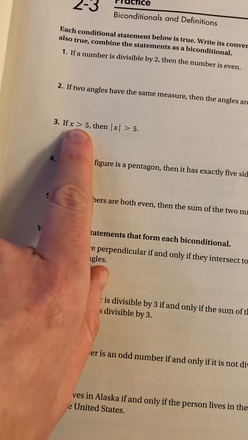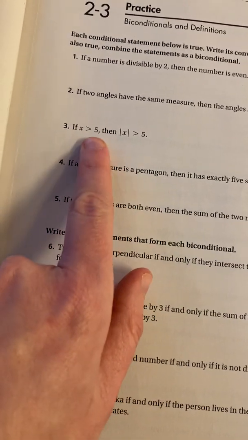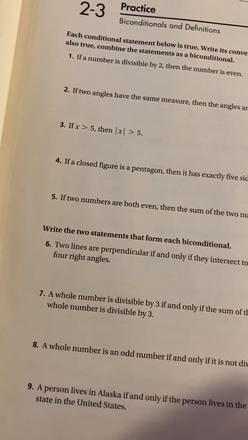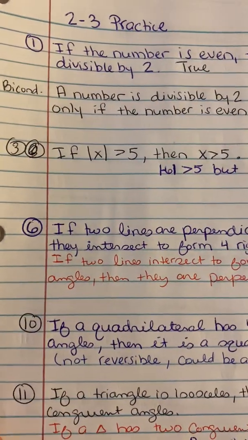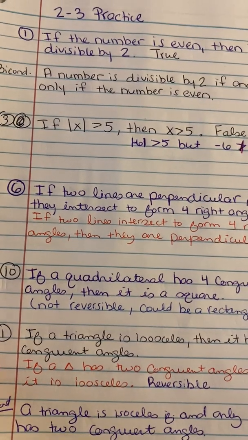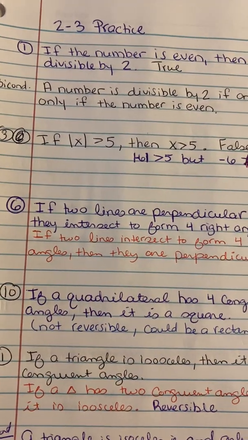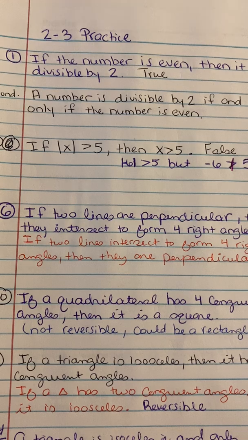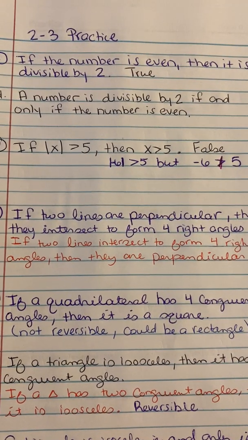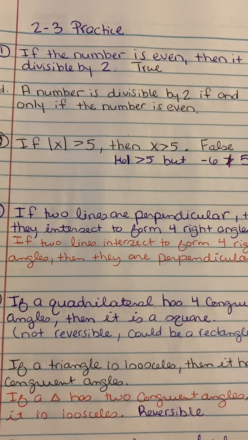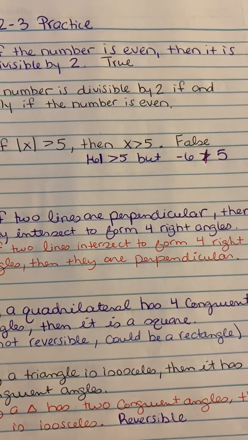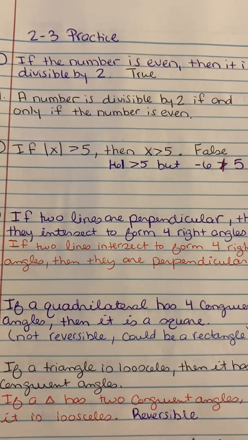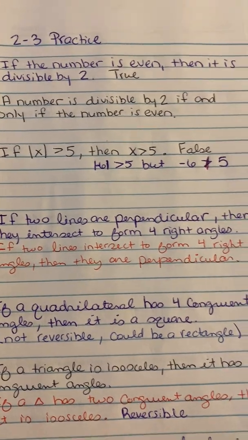Okay, we're going to look at number 3. It says if x is greater than 5, then the absolute value of x is greater than 5. So we're going to write the converse. We're going to flip it. If we flip it, we have: if the absolute value of x is greater than 5, then x is greater than 5. But that's not true, because if we use an example like -6, the absolute value of -6 is greater than 5, but -6 itself is not greater than 5. So we cannot write that as a biconditional.